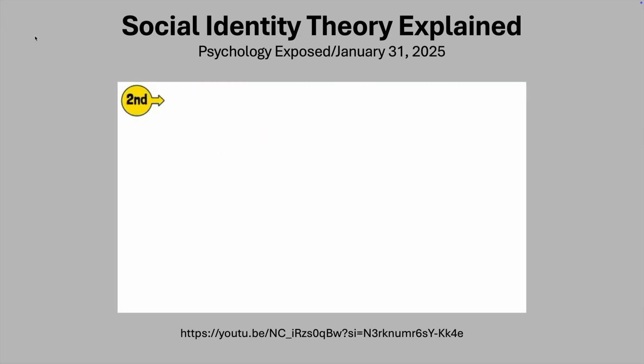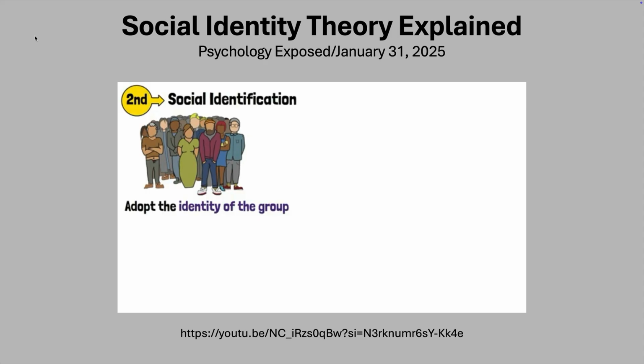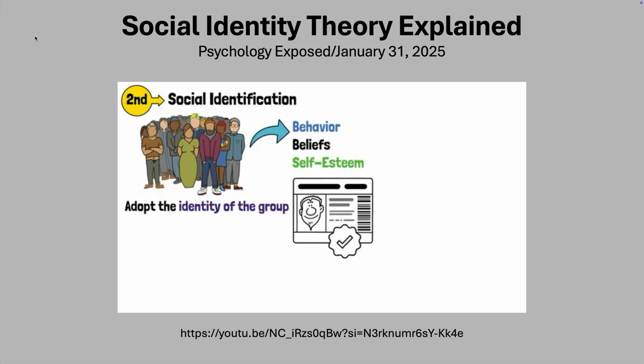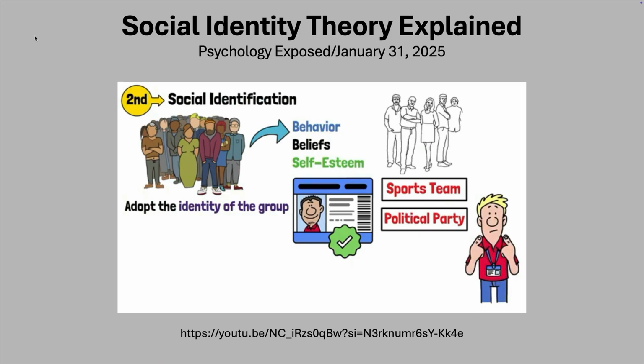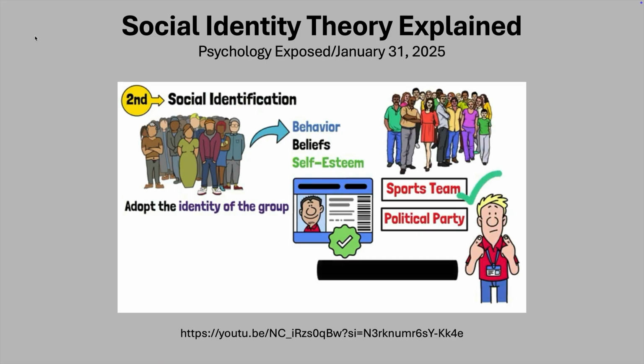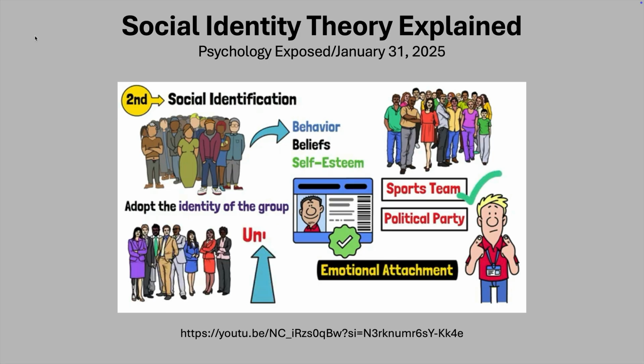The second component, social identification, occurs when people adopt the identity of the group they belong to, influencing their behavior, beliefs, and self-esteem. For example, identifying strongly as a member of a specific sports team or political party can shape how someone views themselves and those outside their group. This identification process builds emotional attachment to the group, promoting unity and fostering a shared group identity.